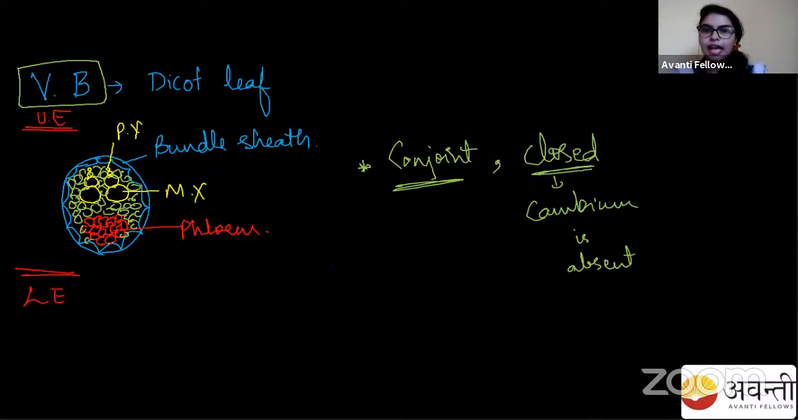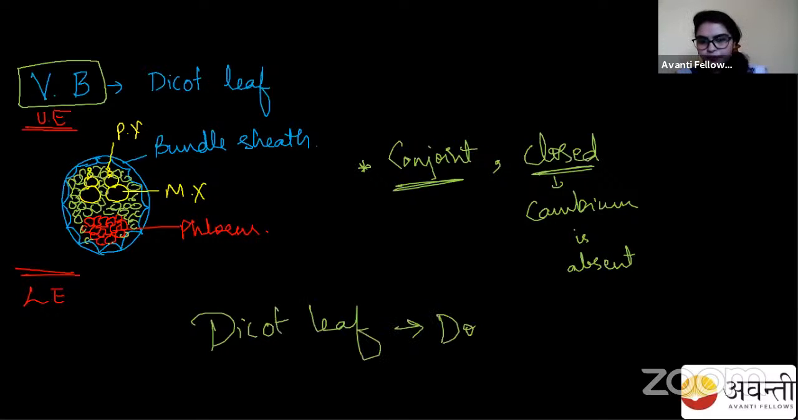Now, you have seen in your NCERT, there is something called dorsoventral leaf and isobilateral leaf. So let us discuss what that dorsoventral leaf is. Usually the dicot leaf, I will write here, is called dorsoventral leaf. Okay, this you know.